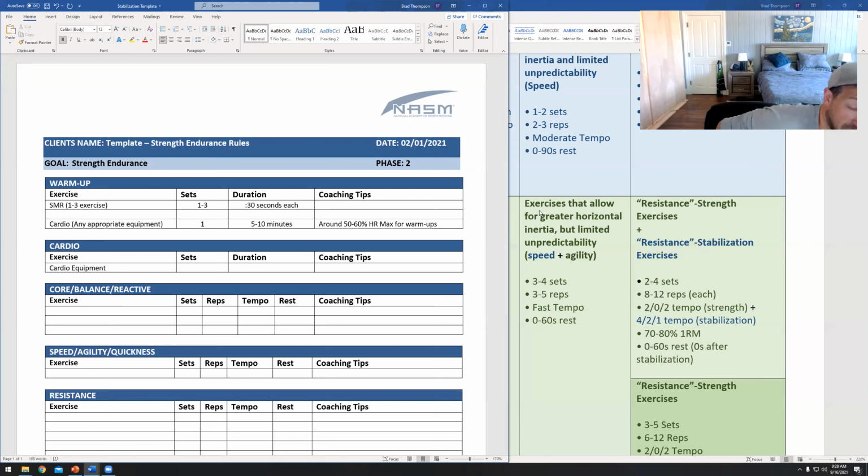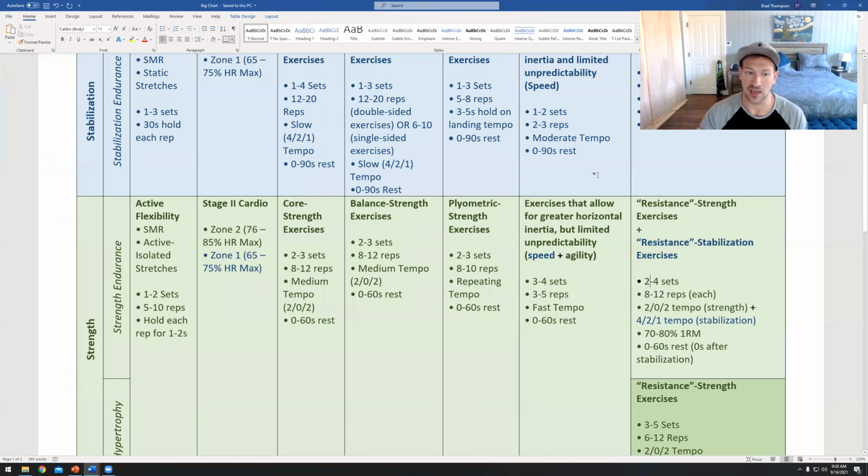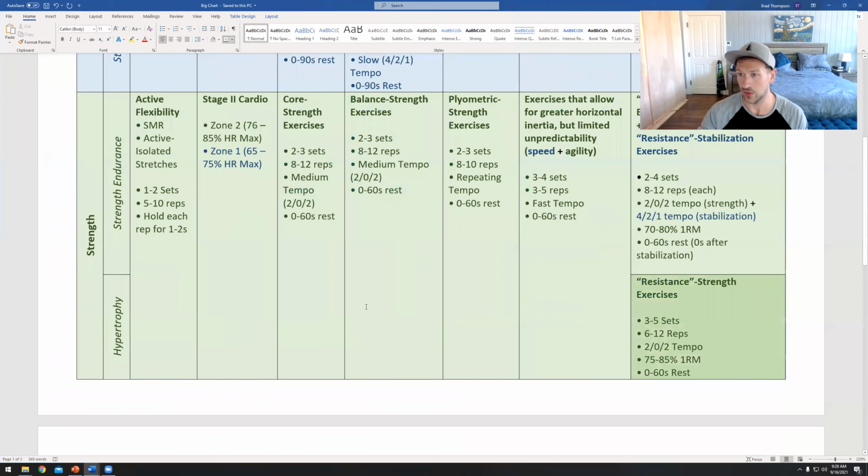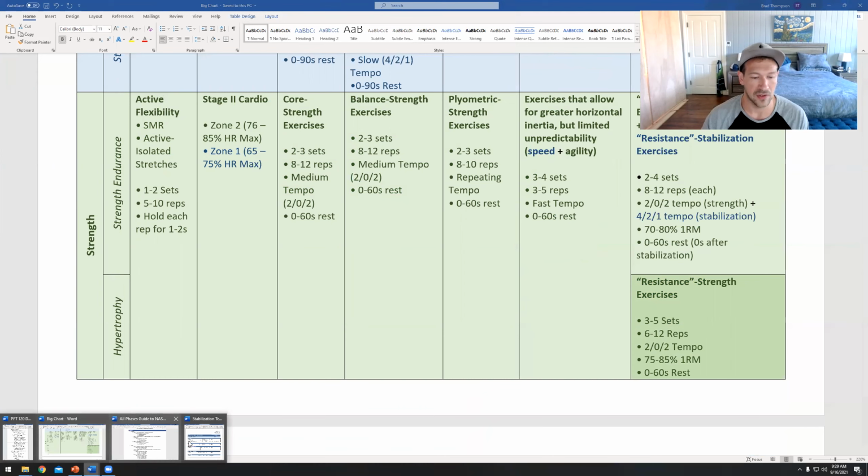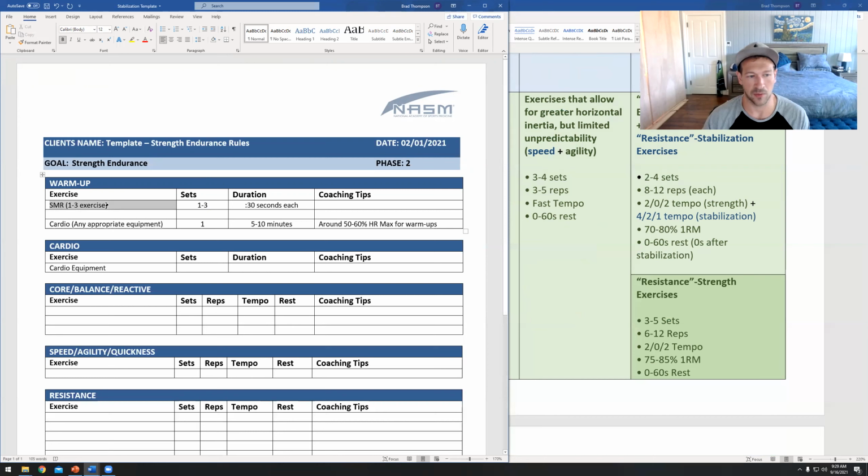If we're starting with the warm-up section, for our warm-ups for clients who are in strength endurance, because they're in the strength level, they're going to get active flexibility. Active flexibility is going to be the tool bag that you use. What tools are in it? Foam rolling and active isolated stretches. So we're actually going to leave the SMR stuff that we wrote up there. We're going to pick 1 to 3 exercises for about 1 to 3 sets, 1 to 30 seconds each.